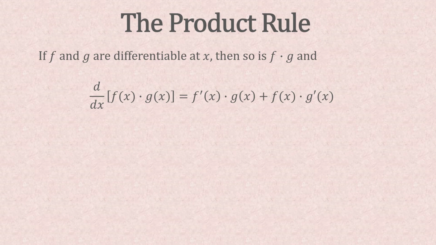If f and g are differentiable at x, then so is f times g, and the derivative of f times g is just the derivative of f times g plus f times the derivative of g. So, in turn, to take the derivative of f times g, you've got to incorporate both the derivative of f and g and the values of f and g at that point.